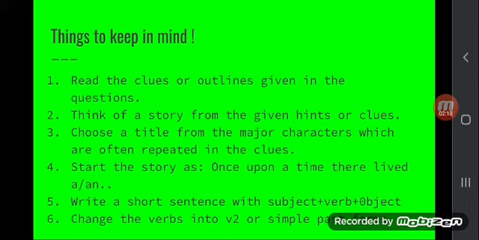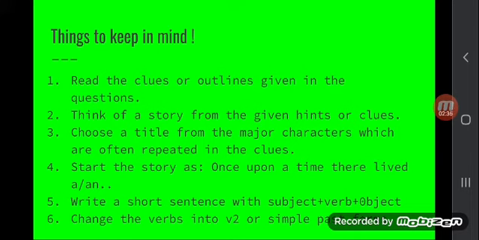Then start to write the story. Just as once upon a time there lived, okay, once upon a time there lived an old lion. The lion was very cruel. In this way, you have to write. You should go ahead.